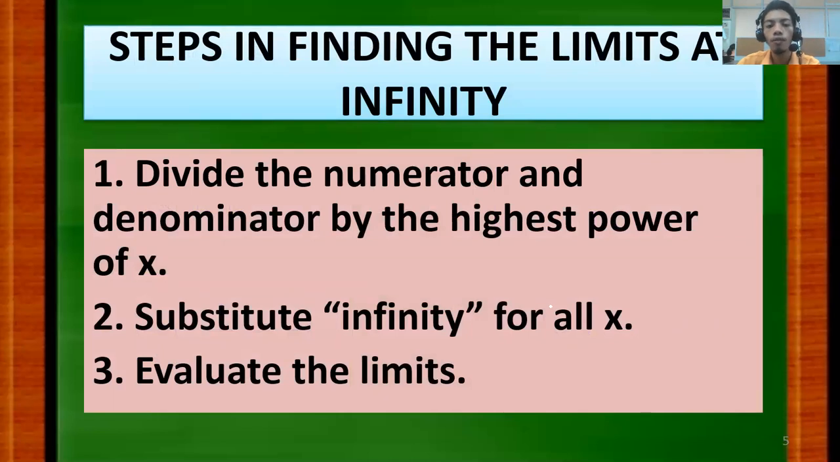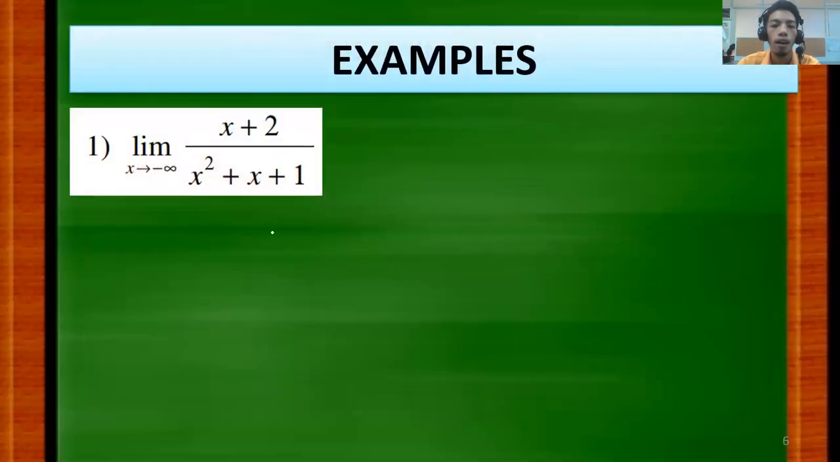Okay, so let's say for example, in example number 1, we have the limit of x plus 2 over x squared plus x plus 1 as x approaches negative infinity. Ang first step na gagawin natin is to determine the highest power of x. Paano natin malalaman yung highest power of x? Ito yung may pinakamataas na exponent sa lahat ng expression. So kung papansinin nyo, x plus 2 over x squared plus x plus 1, ang may pinakamataas na exponent ay yung x squared. Okay, yun yung highest power of x. So ang highest power of x natin ay x squared.